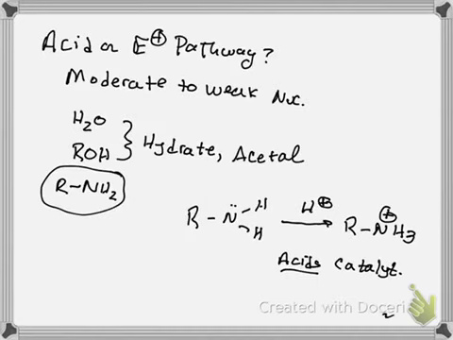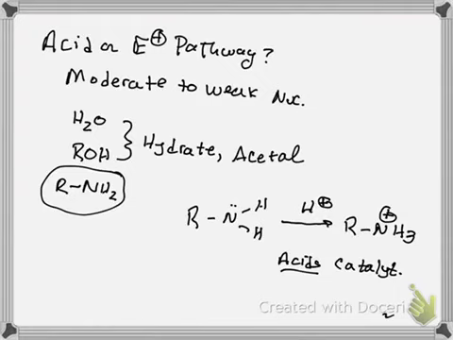You use the acid or electrophile pathway with moderate to weak nucleophiles, such as water, alcohols, primary amines, and so on. Wow, that really fell apart. Let me try that again. You need to use the acid or electrophile pathway when you have weak to moderate nucleophiles, like water, alcohol, and our friend the amine here.